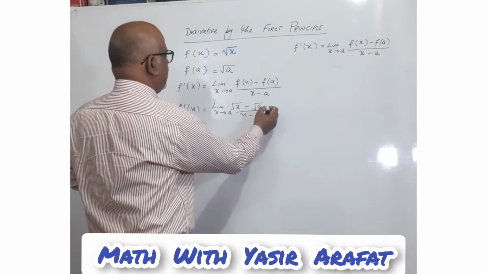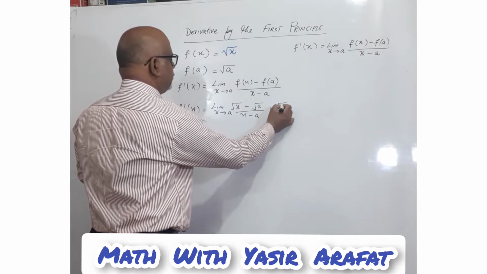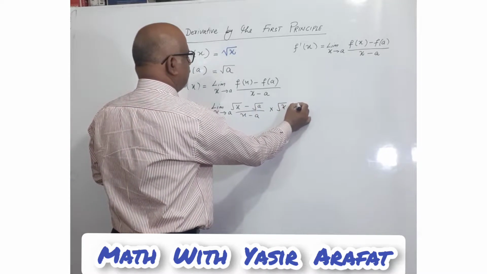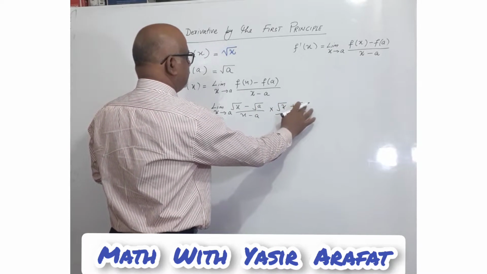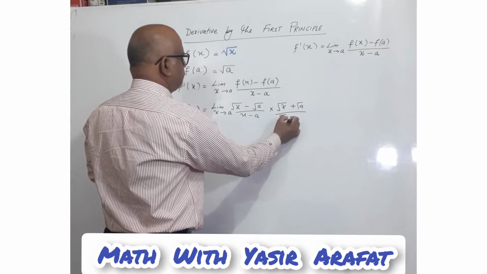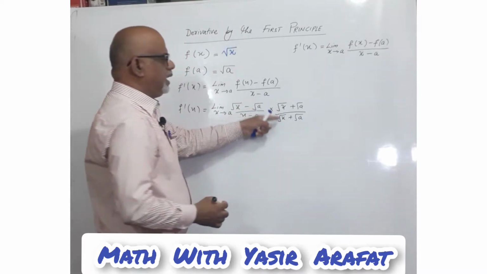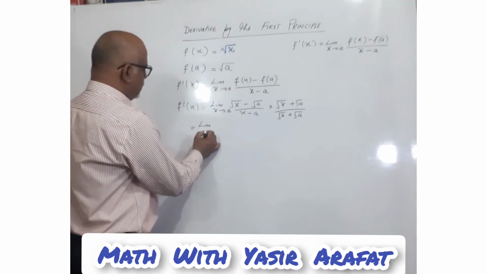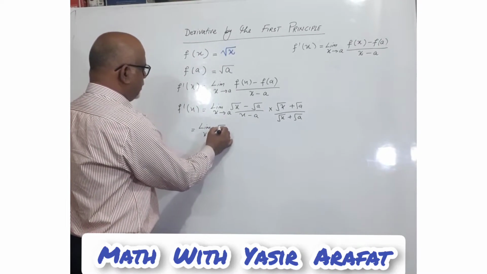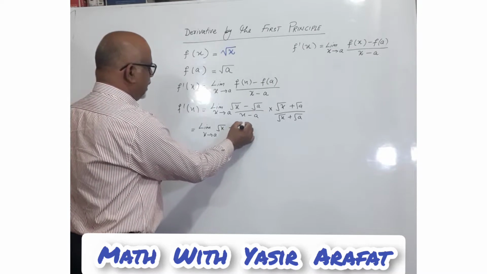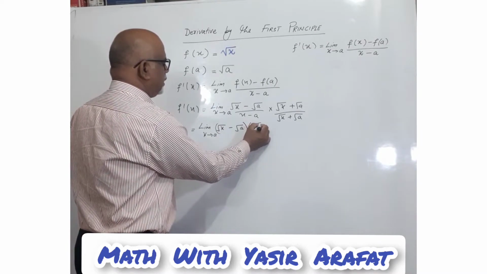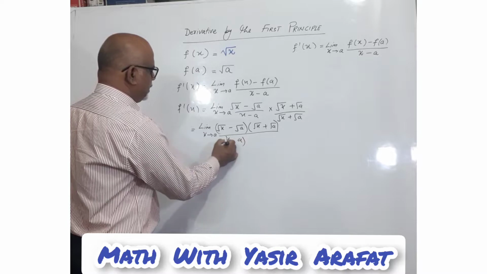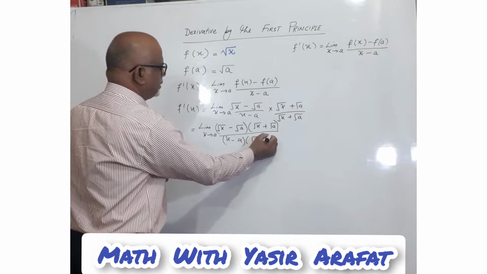So here we have to take out the conjugate of the numerator. So we have to change the sign of this radical x minus radical a. We have to change the sign of the second number, this is a. Multiply and divide it. So this is limit x tends to a, radical x minus radical a, radical x plus radical a, whole divided by x minus a times radical x plus radical a.